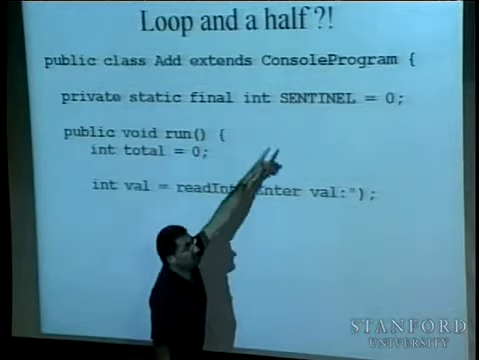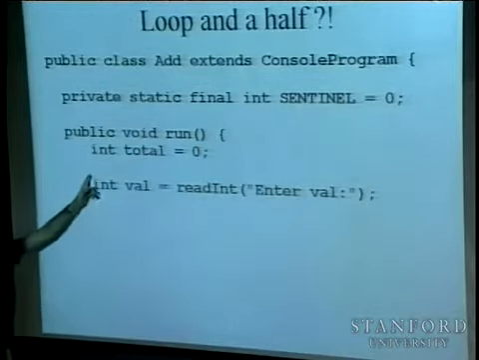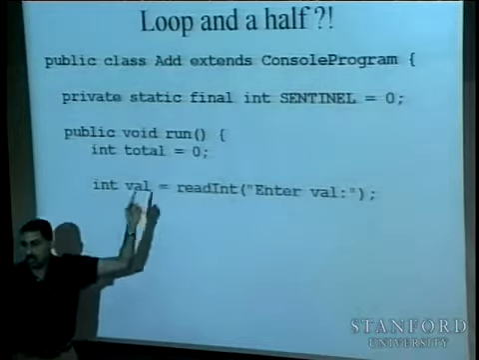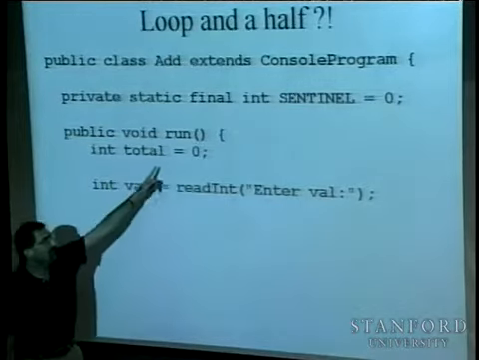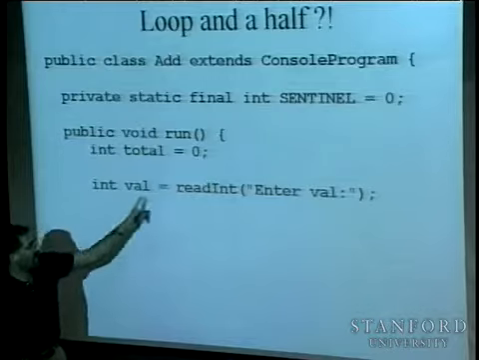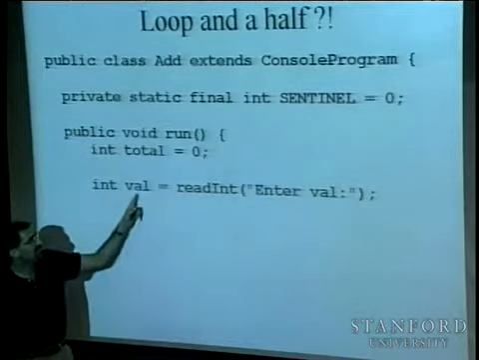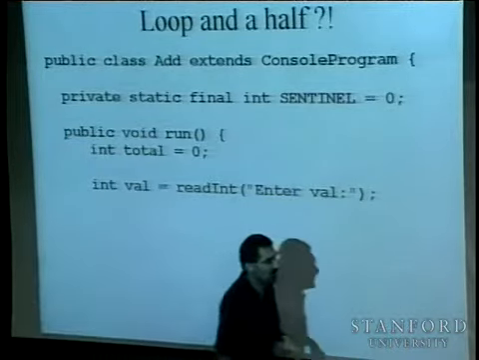So that sentinel we might define as a constant, and so we could have some loop that says, well, if I'm going to keep track of some total or some sum of all the values you enter, that total is going to start at 0. I'm going to ask you for some value, so I'm going to read in some integer and store it in the little box named val, right? So I just declared a variable.